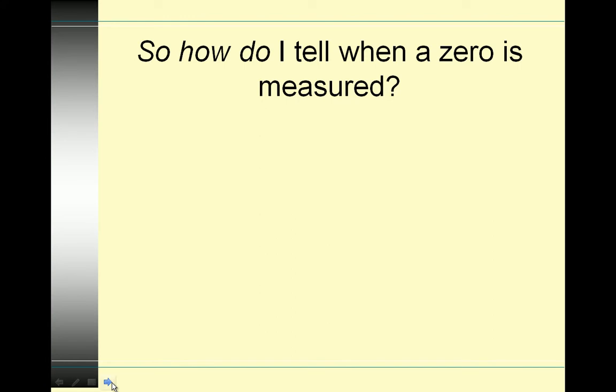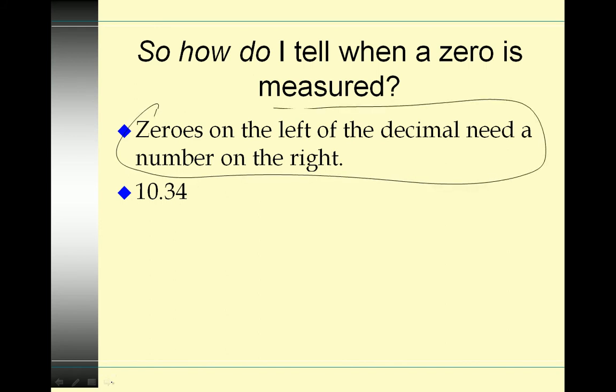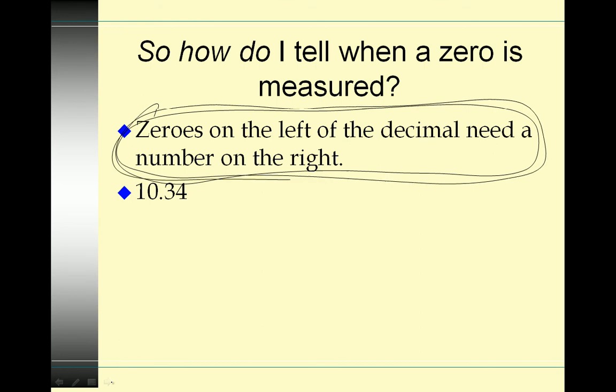How do I tell when a zero is measured? Zeros on the left of a decimal need a number on the right. 10.3, wrong. Let me say this about 20 times. Zeros on the left need a number on the right. Zeros on the left need a number on the right.